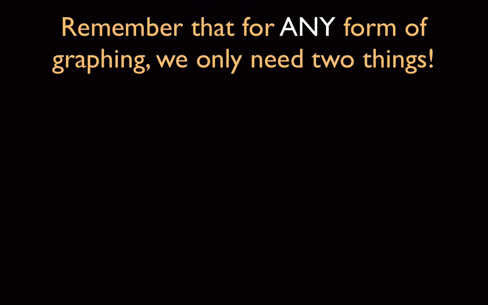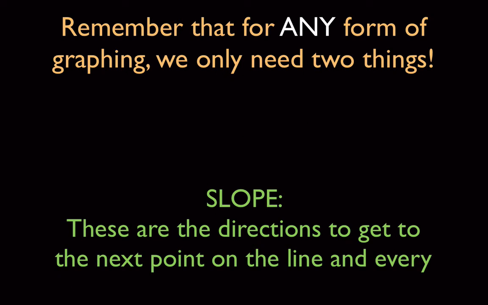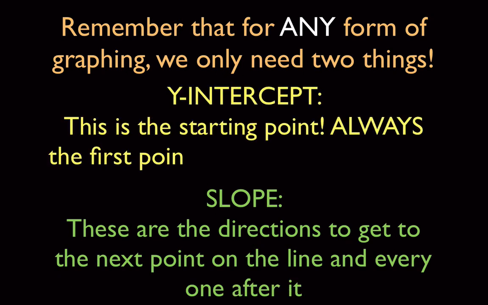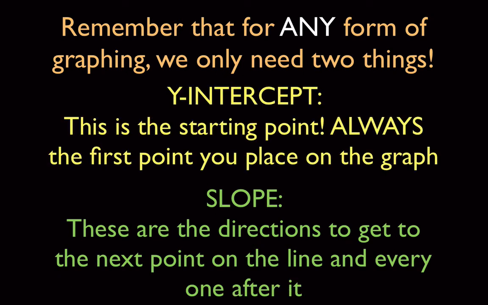Okay, so first thing, we want to just kind of review some stuff. So we're going to remember that for any form of graphing, we only need two basic things. We need slope and we need y-intercept. The y-intercept is the first one we're going to get, and we call it the starting point. So when we say starting at, that's the first point you're going to place on the graph, and you're going to place it on the up and down line every single time. So if my y-intercept is 6, I'm going to place a dot at 6 on the y-intercept, which is the up and down line.